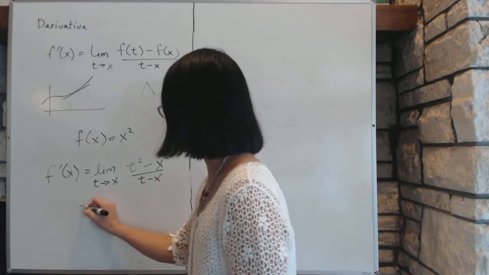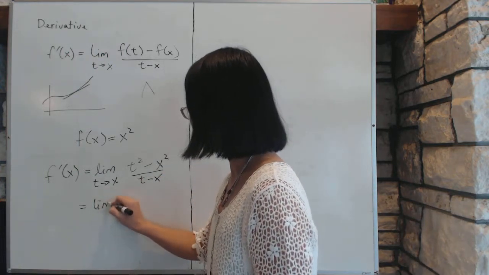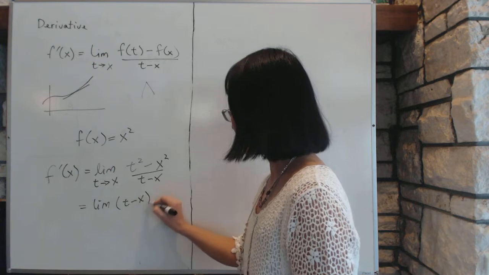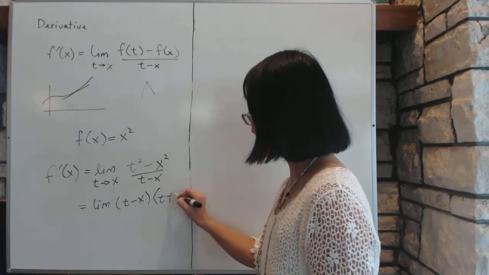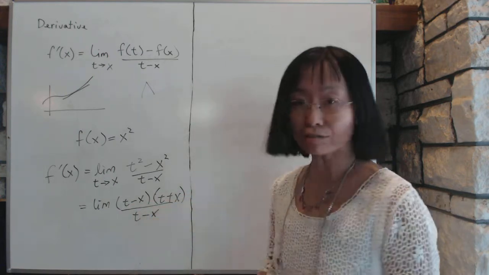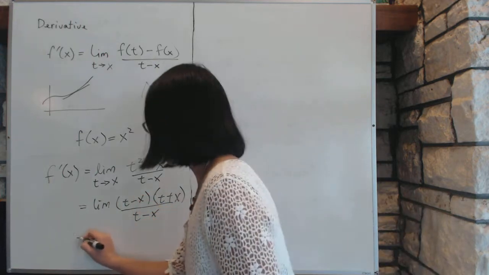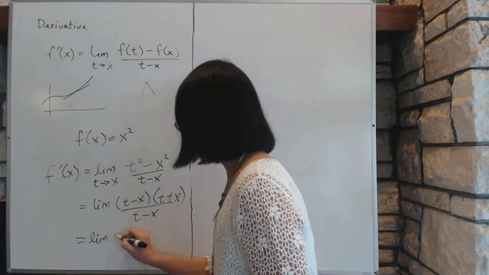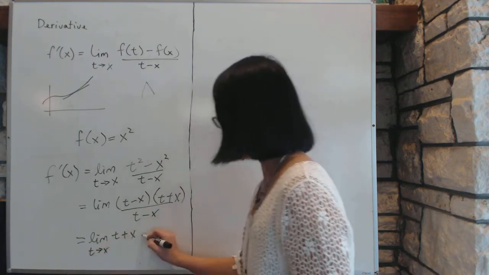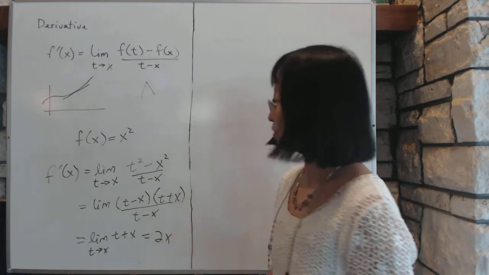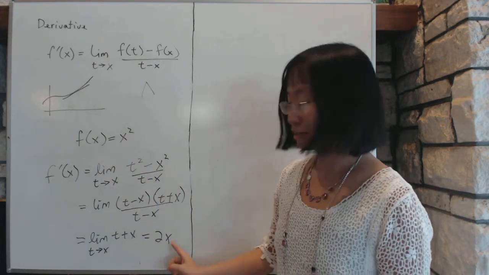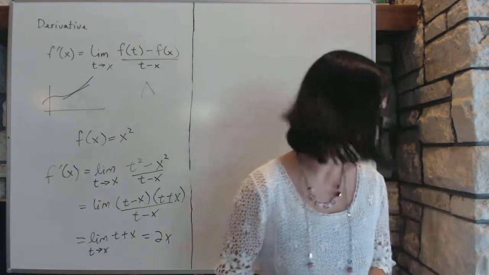Now, does this limit exist? Well, in this case, it does, because we can simply do this as the limit of, well, a difference of squares. It factors into (t minus x)(t plus x) over t minus x. And as t is not equal to x, we can cancel this out. So then it is equal to the limit of t plus x as t goes to x. If t becomes x, of course, the answer will be 2x. So if f(x) is equal to x squared, f prime of x at any point x is simply 2 times x. So that works out very nicely.